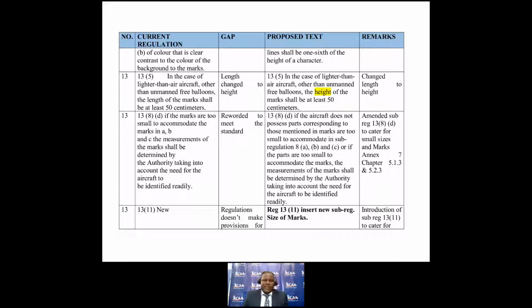Regulation 13.8, sub-regulation D, or Regulation 13.8D was reworded to meet the requirements of standards Annex 7, Chapter 5.1.3 and 5.2.3 to read, if the aircraft does not possess parts corresponding to those mentioned in sub-regulation 8A, B, and C, or if the parts are too small to accommodate the marks, the measurements of the marks shall be determined by the authority, taking into account the need for the aircraft to be identified readily. This is a provision to be utilized by those operating small aircrafts that may not meet the requirements of the above mentioned sizes of marks.